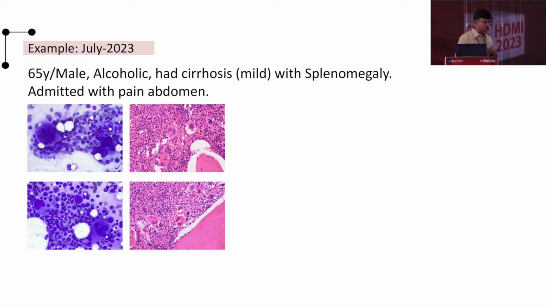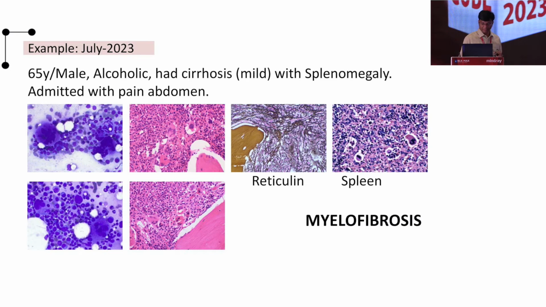and the biopsy showed a clustering of megakaryocytes with abnormal localization toward the trabeculae. Reticulin showed grade 3 fibrosis, and the splenectomy showed extramedullary hematopoiesis with the presence of megakaryocytes. And this is a case of myelofibrosis.